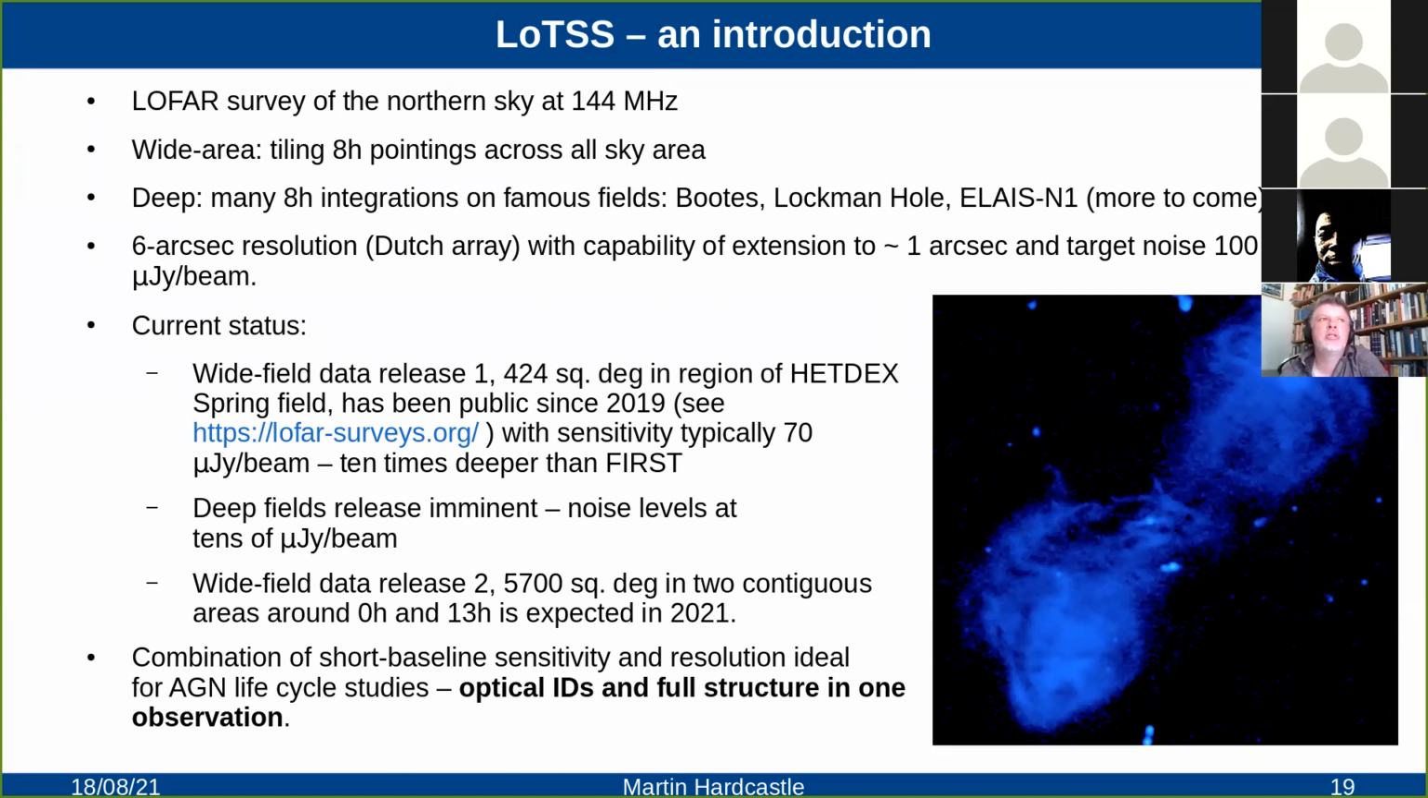Other surveys that have been done of wide areas that do include extended structures, like NVSS, just don't have the resolution to actually tell you what the galaxy is that they belong to. There's a public part of this survey which is about 400 square degrees and is available already. You can go to the website and download it. There's a wide area release, data release 2, which is this 6,000 square degrees. We're hoping to release that this year or the next calendar year.